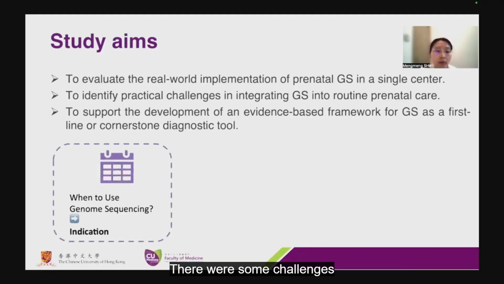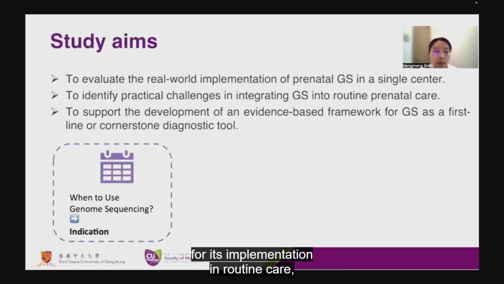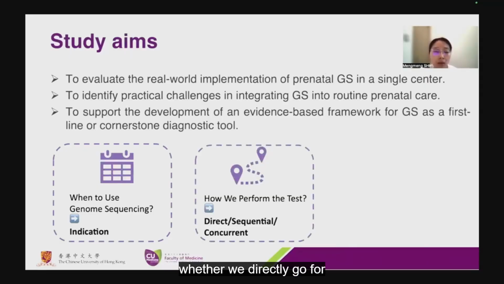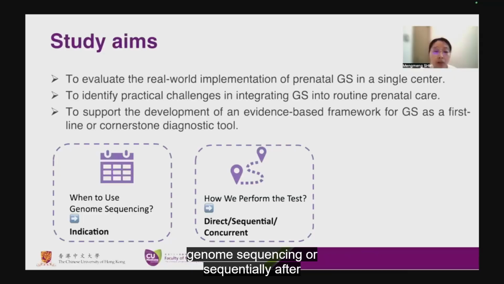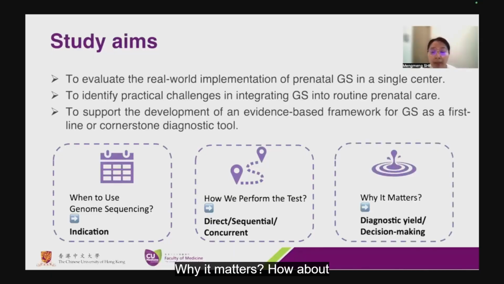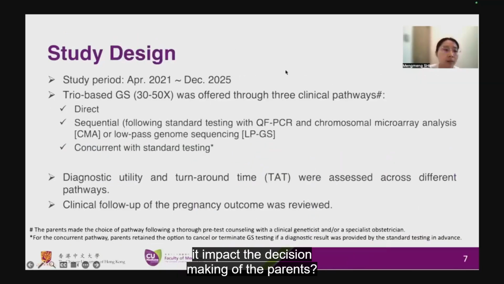There were some challenges for its implementation in routine care, like what kind of indication should be provided for the genome sequencing, and how we perform this test, whether we directly go for genome sequencing or sequentially after the standard testing with CMA, or concurrently perform the test. Why it matters, how about the diagnostic rate, and how it impacts the decision-making of the parents.